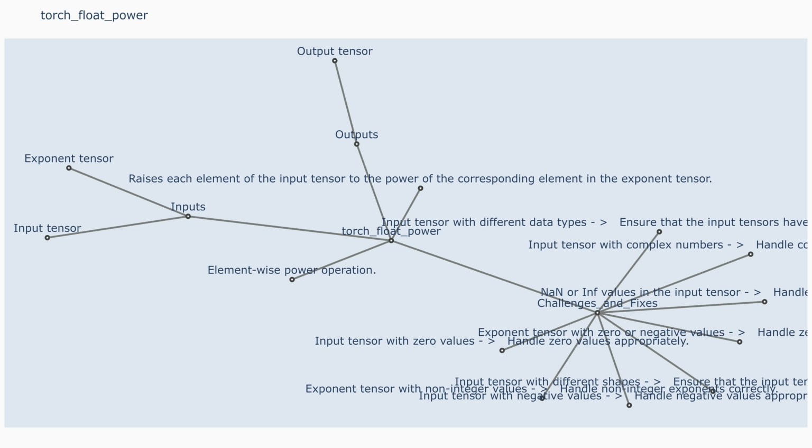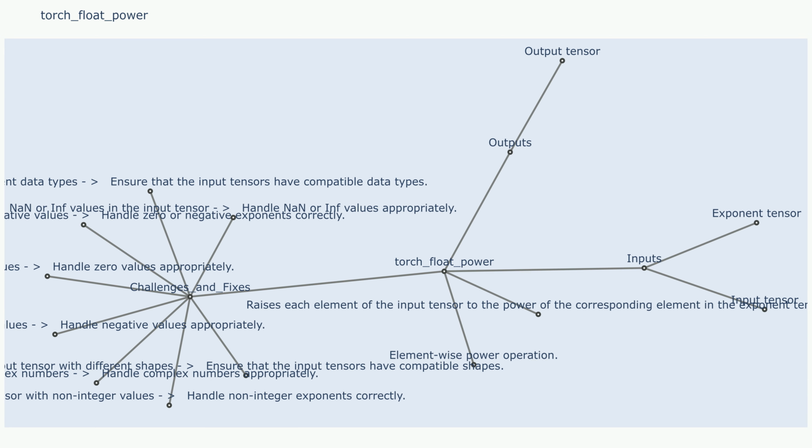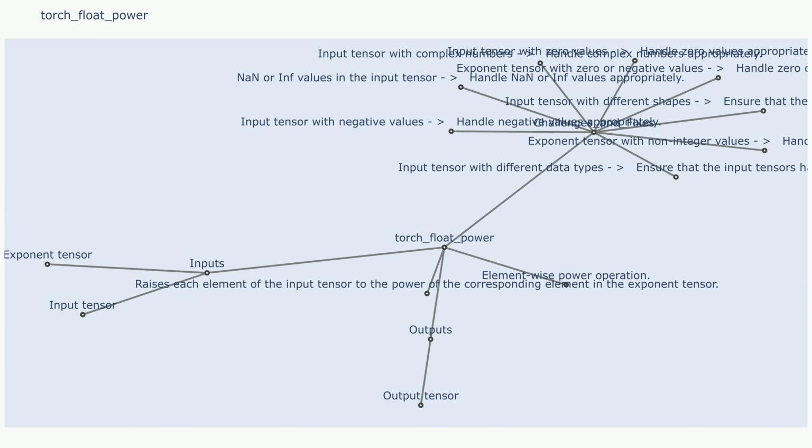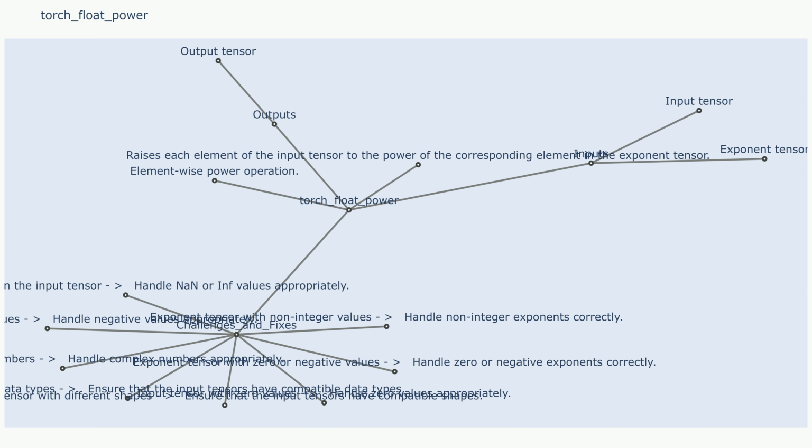torch.float_power. Description. The torch.float_power function calculates the element-wise power of a tensor with another tensor or a scalar. This operation is equivalent to raising each element of the first tensor to the power specified by the corresponding element in the second tensor or by the scalar.